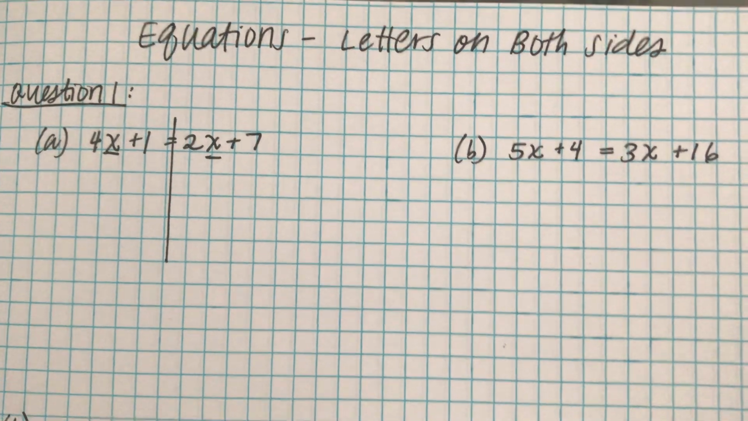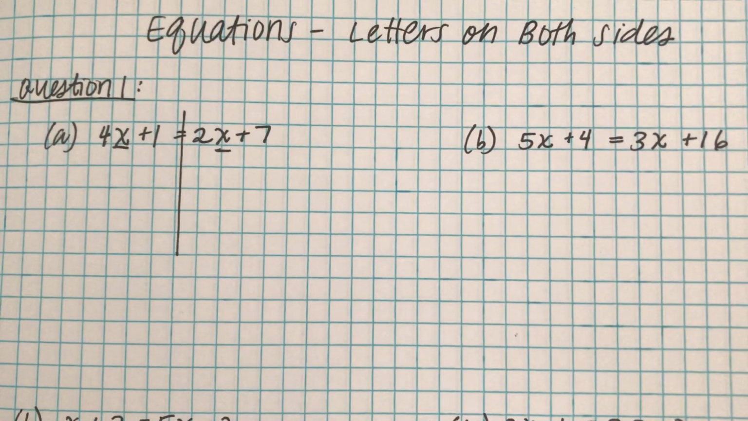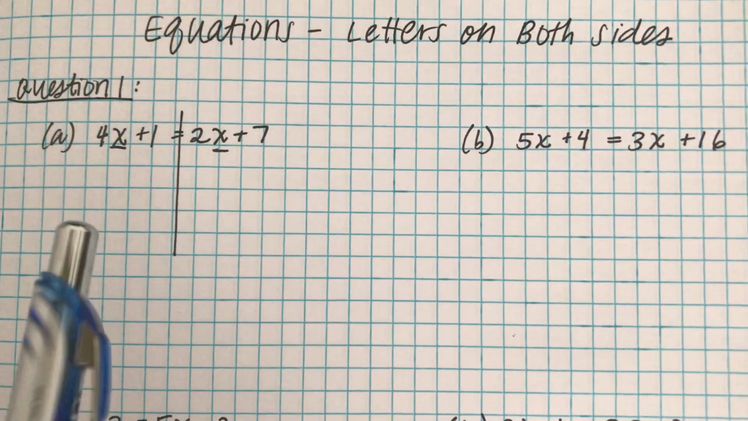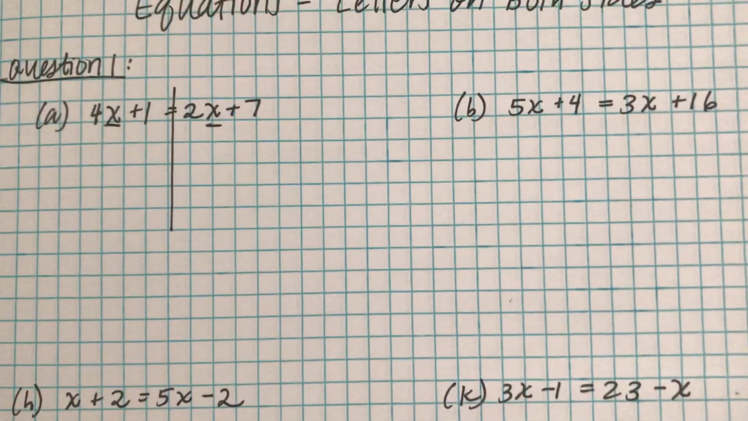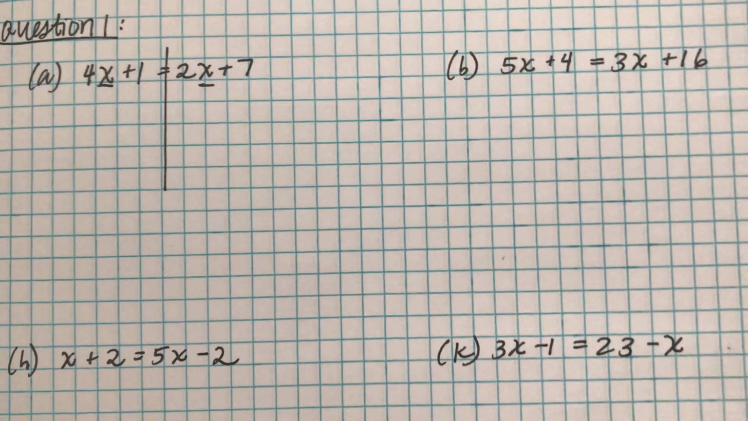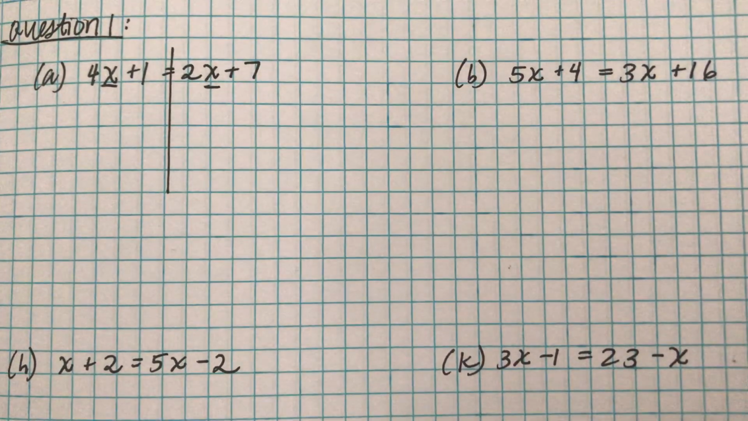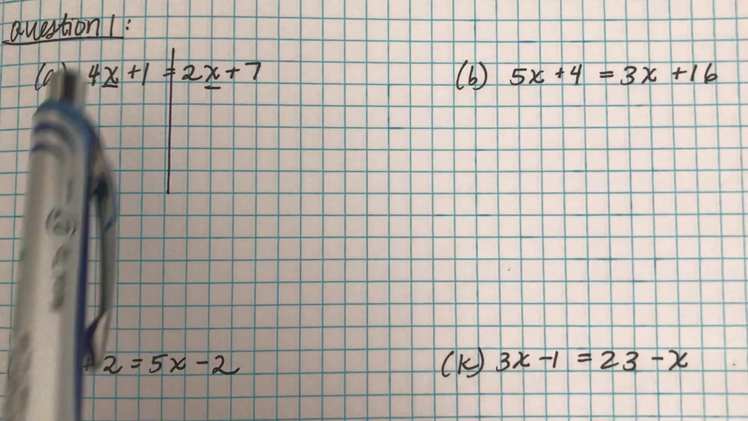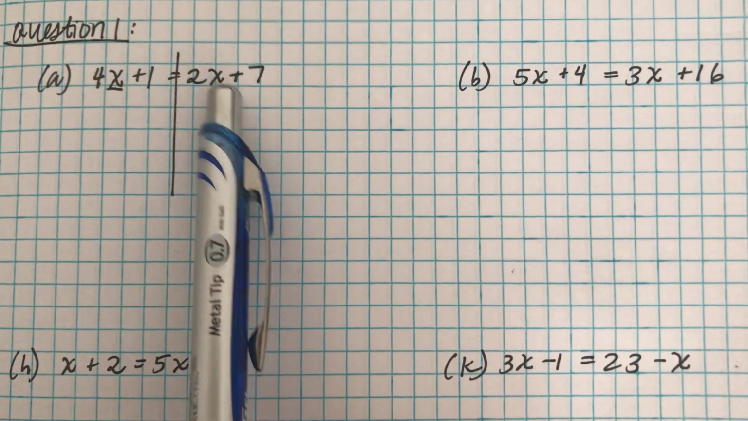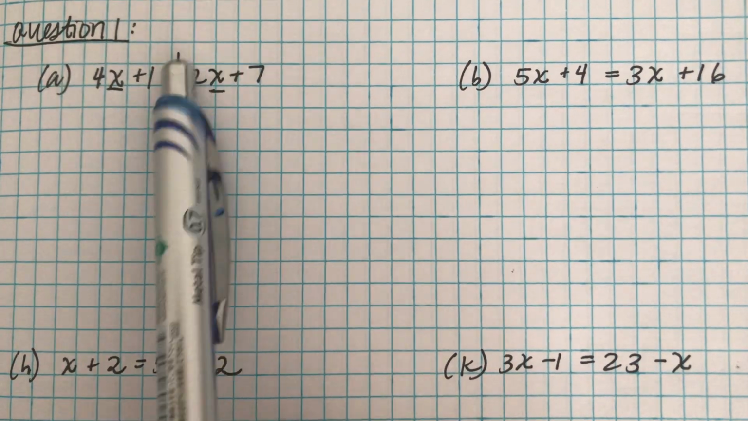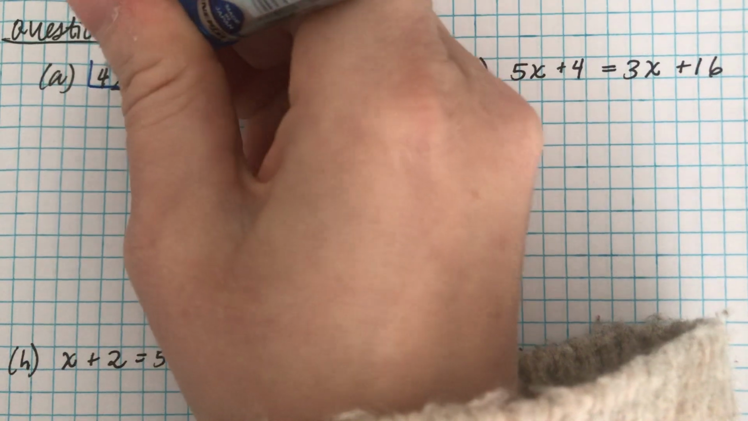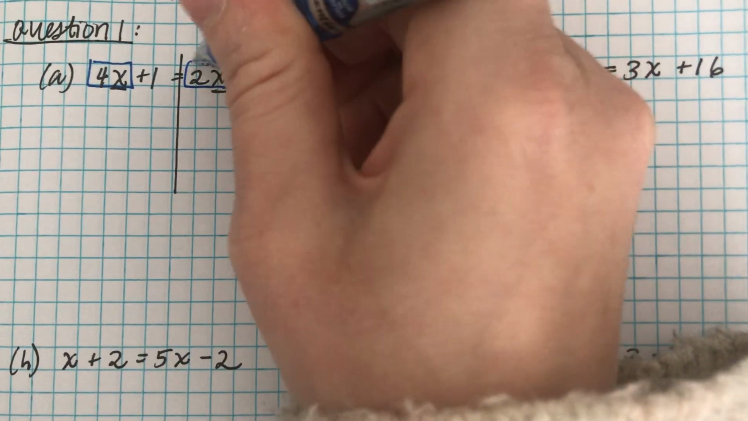It does not matter if it's the left side or the right side, but they just need to be grouped all together. Okay, let's take a look at question 1a. I've chosen 4 questions here from question 1 that might help us get started. But looking at question A, what I typically like to do is to see which side has the greater number of x's. Okay, so if I'm looking at the left side and the right side, on the left side we have 4x, and on the right side we have 2x.